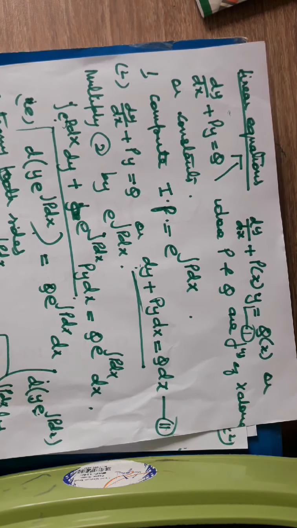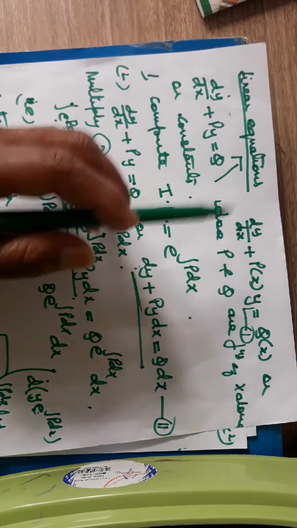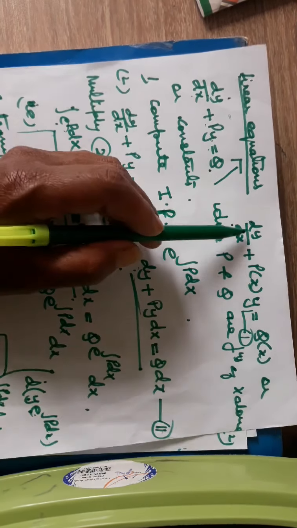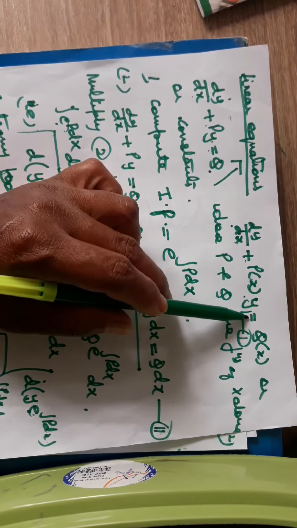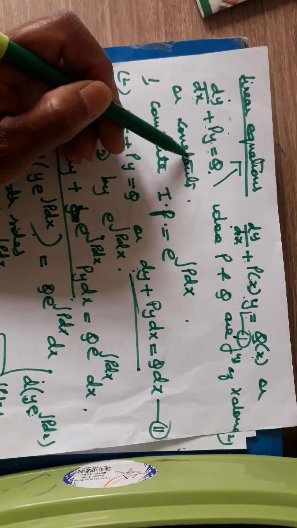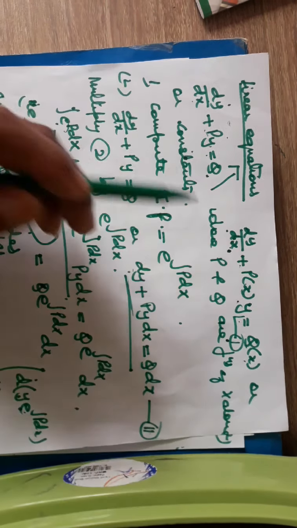Now we come to the next part of differential equations, that is the linear equation. An equation of the form dy/dx + py = q, or dy/dx + p(x) y = q(x), which is named equation 1, is called a linear equation, where p and q are functions of x alone or they are constants.